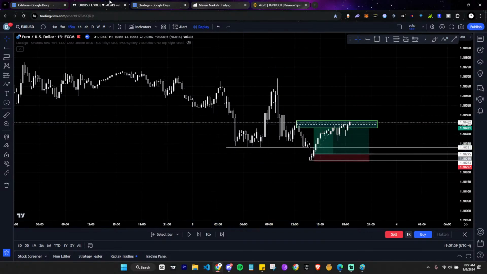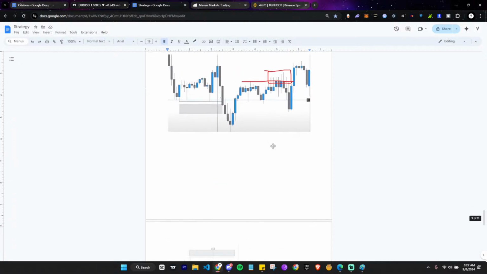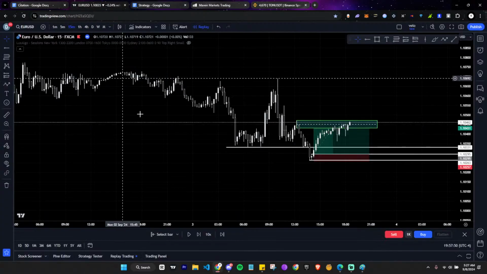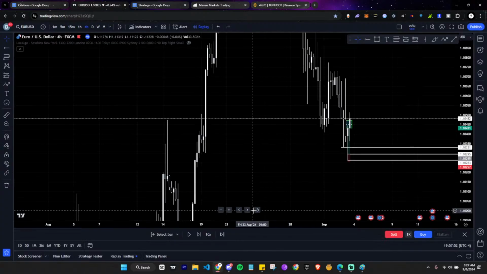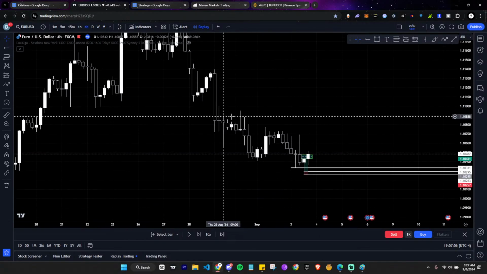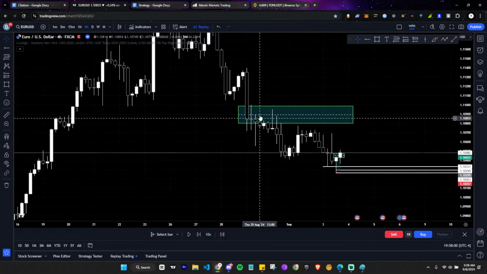Pretty much what I'm saying is, over here, as you can see, this is sometimes indicated by wicks. So displacement, as you can see, is over here. This is the rejection on the 4 hour. If you look at the rejections on the 4 hour, you can understand how the market works. You can see that there are a lot of rejections from the upside. If you look at all these wicks, you see all these rejections from the upside.